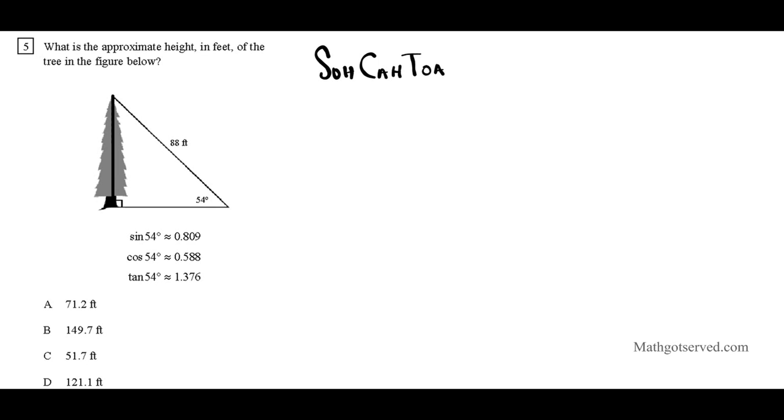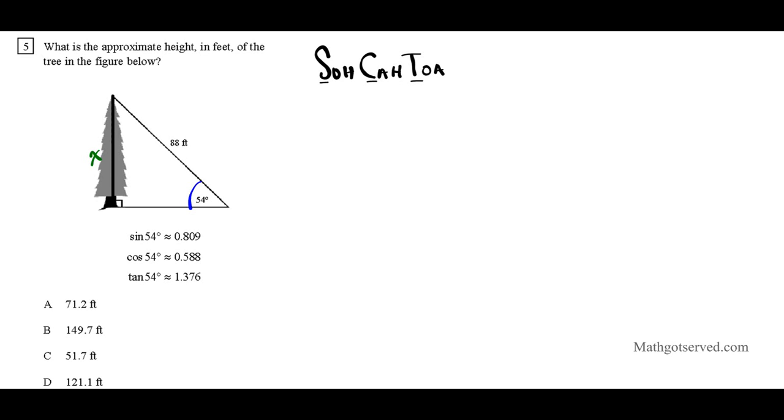All right, so what do we have here? We want to focus on what we need and what we know, and then that will help us determine the right ratio to use, if it's sine, cosine, or tangent. Okay, so let's see. We're looking for the height of the tree. Let's call that x, and then we know what this is. The angle that we're given right here is 54 degrees.